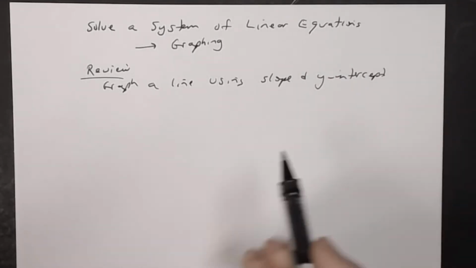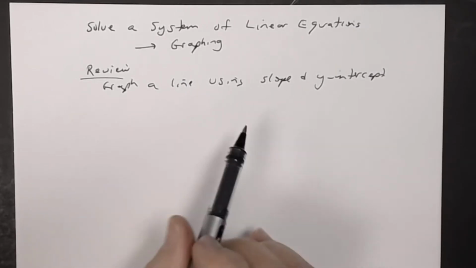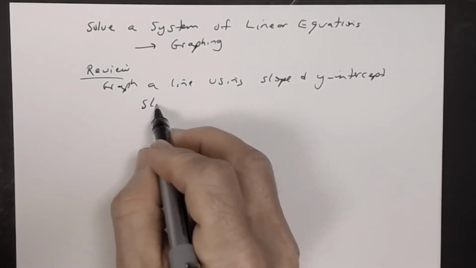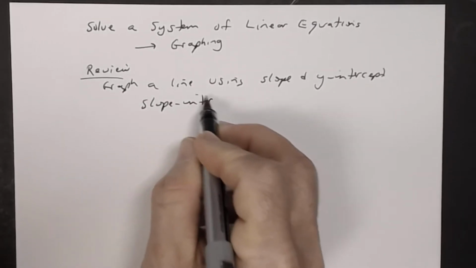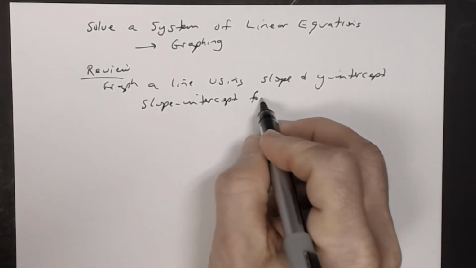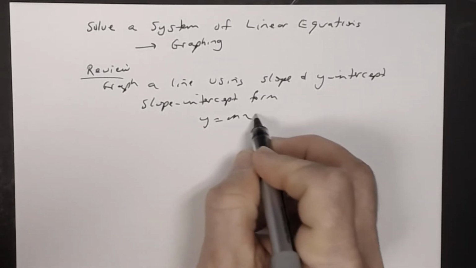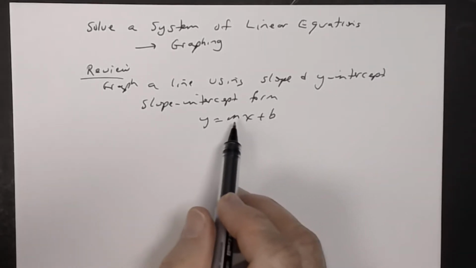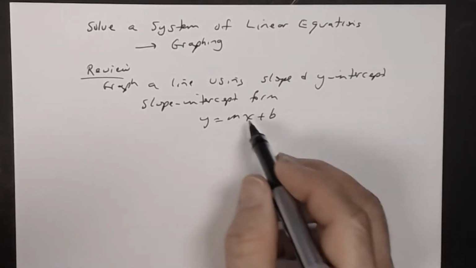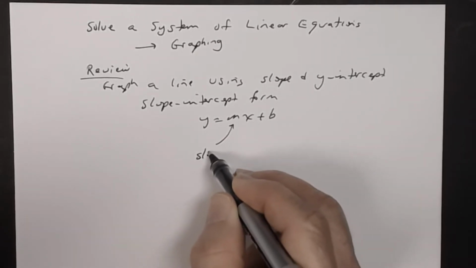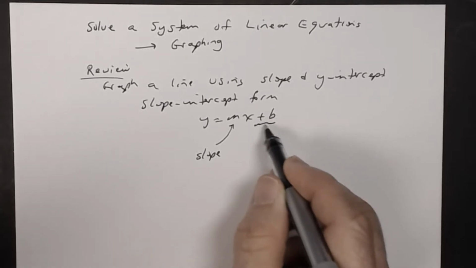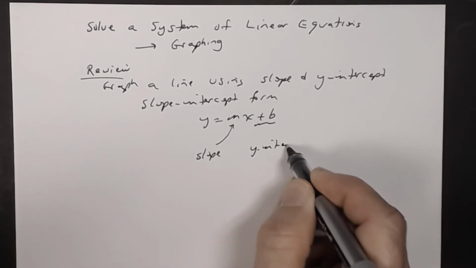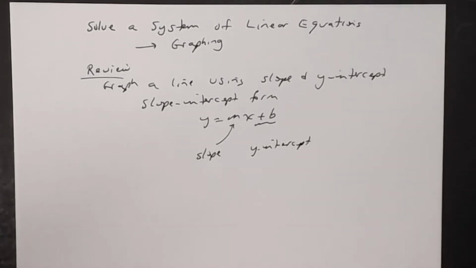All right, so when we solve a system by graphing, we're going to use slope and y-intercept. So remember slope-intercept form? Slope-intercept form, remember, is y equals mx plus b. So the coefficient of x is your slope. That m right here, that's your slope. And then this constant b, that constant is your y-intercept. That's where the graph will cross the y-axis.